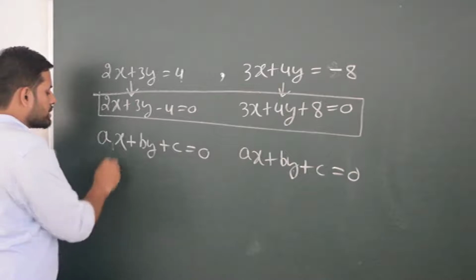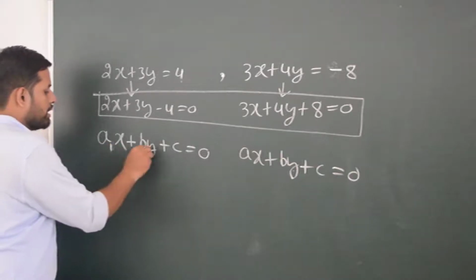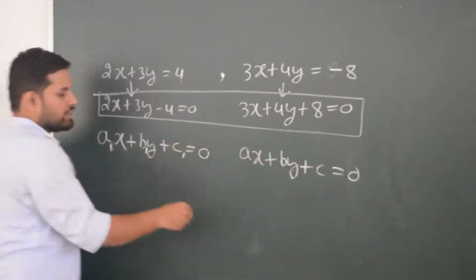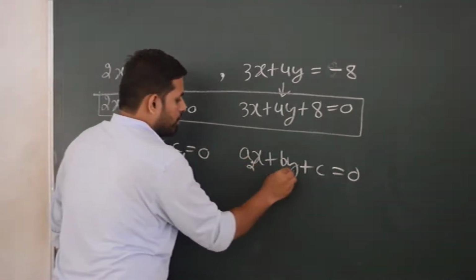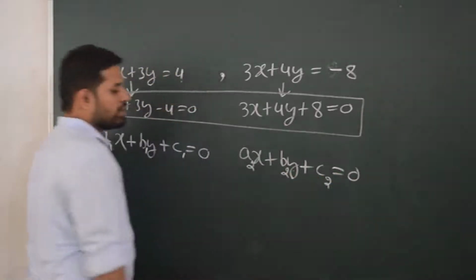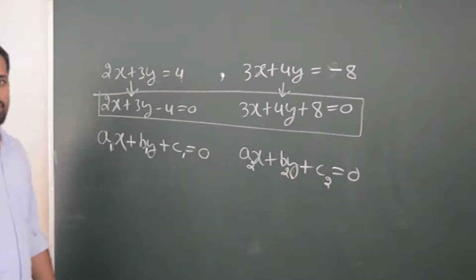But both these equations are looking the same, no? So this is the first equation. That's why I will write a1, b1, c1. And this is the second equation. That's why I will write a2, b2, c2. Is that okay, dear student? Are you getting my point?